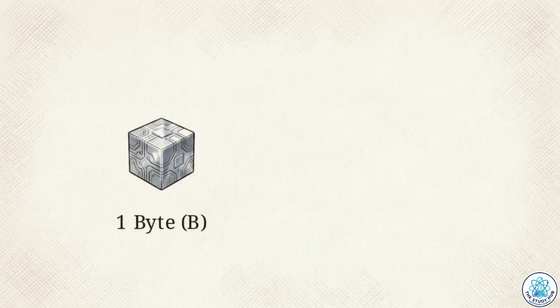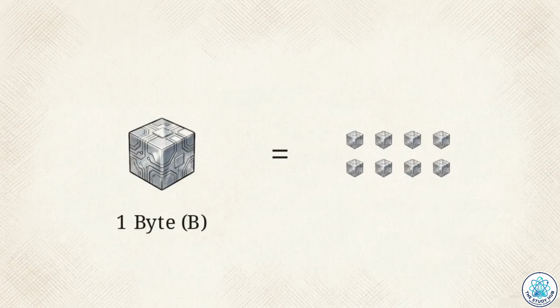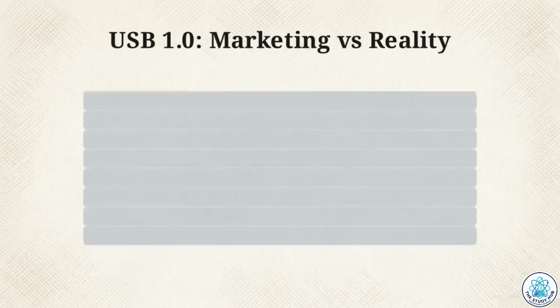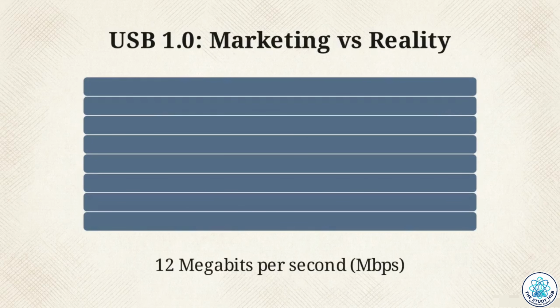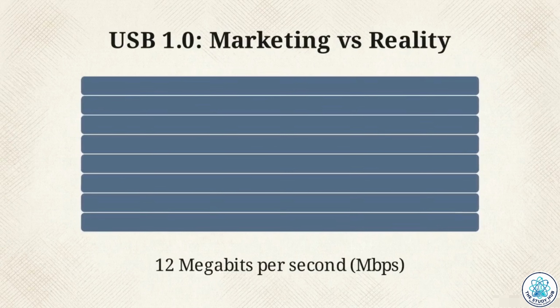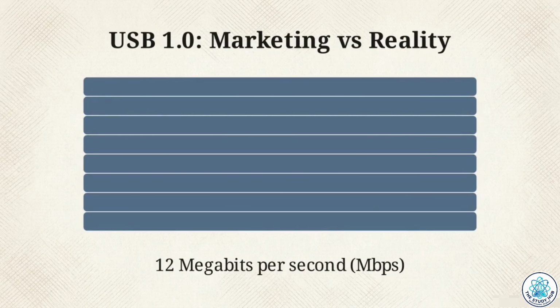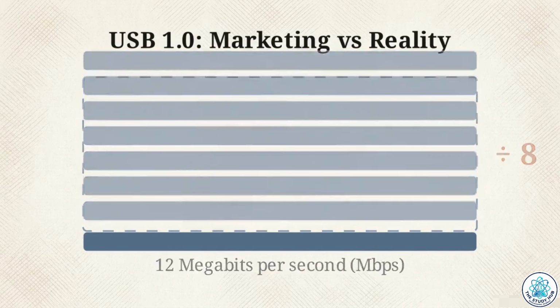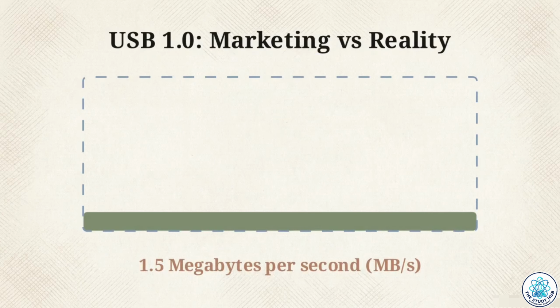This visual equation demonstrates the core math of data transfer, and it explains why early advertised USB speeds were highly misleading. One single byte contains exactly 8 bits. When manufacturers marketed USB 1.0 speeds as 12 megabits per second, consumers thought they were getting a massive data pipe. Apply the conversion and divide by 8, and you see it was actually a tiny 1.5 megabytes per second trickle.